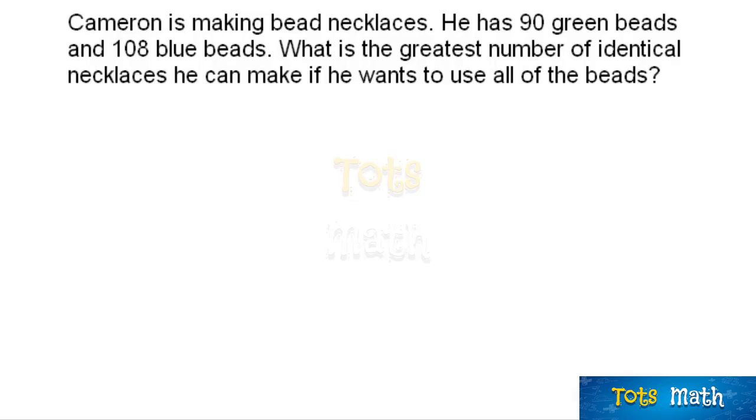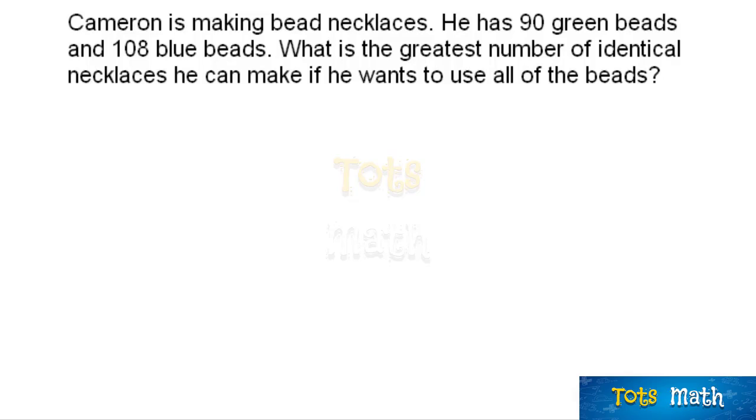Cameron is making bead necklaces. He has 90 green beads and 108 blue beads. What is the greatest number of identical necklaces he can make if he wants to use all of the beads? Well, this problem is really asking us to find the greatest common factor of the two numbers 90 and 108.